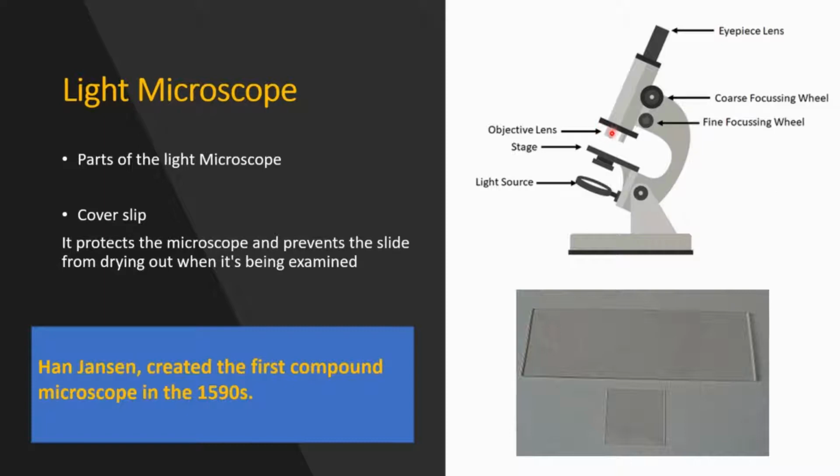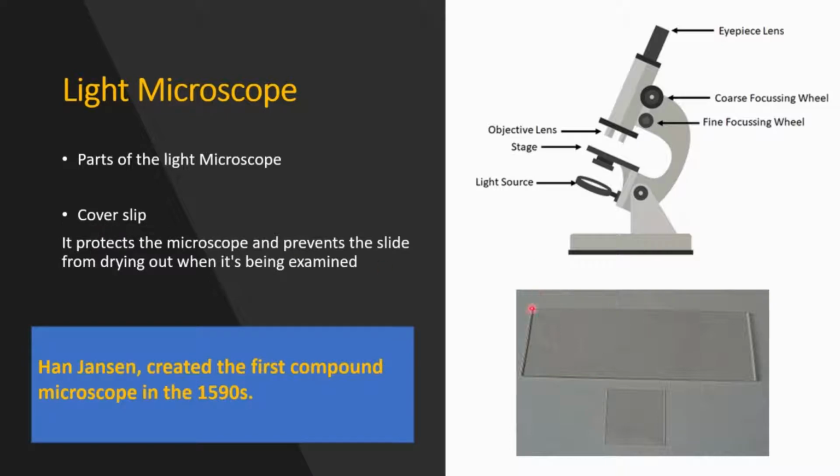Then we have the objective lens, which is the piece that lets you see the actual specimen that goes through the eyepiece lens. Then you have the stage. This is where you put the specimen, and we have the light source, which illuminates the specimen. The light source is needed to see the specimen better. So those are the basic parts of the light microscope.